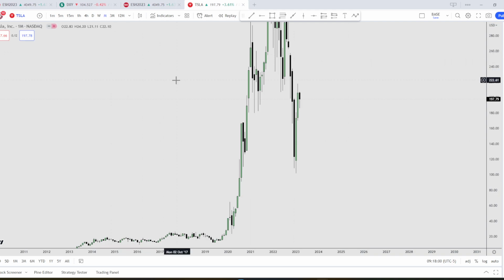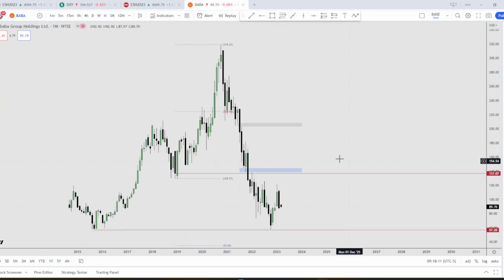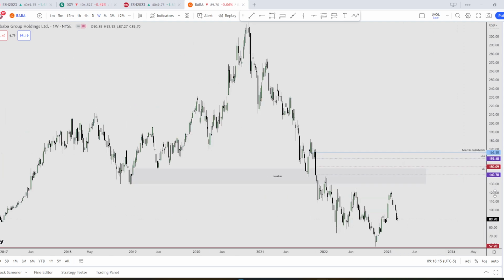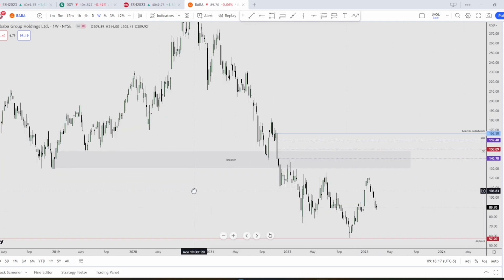This is for Tesla. Let's go for what's the next popular stock. I'm just gonna go through a few. How about Alibaba? Right, so on the weekly chart we can see that price fails to make a higher high before a strong retracement down, right?